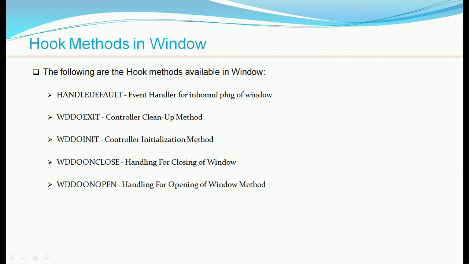Hook methods available in the Window controller. Handle default: this is the event handler for the inbound plug of the window. WD exit: this is triggered when we exit the window. WD init: this is triggered when we start a window. WD on close: this is triggered when closing a window. WD on open: this is triggered when opening a window.